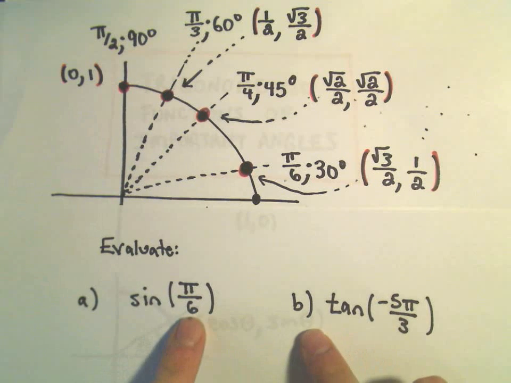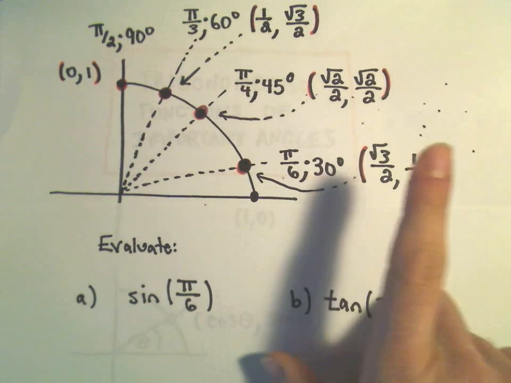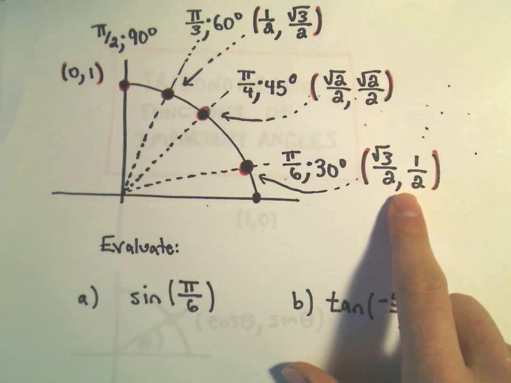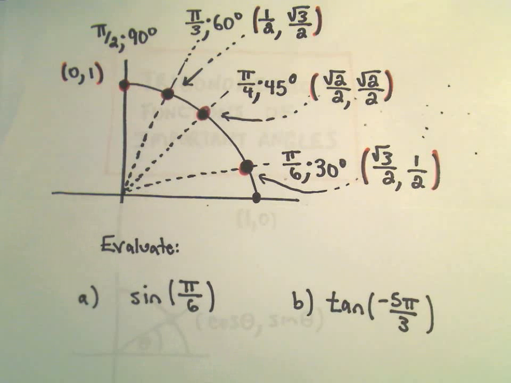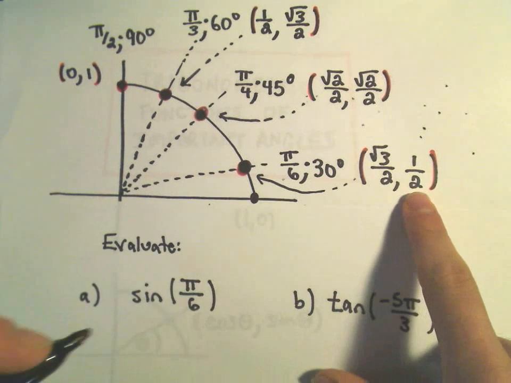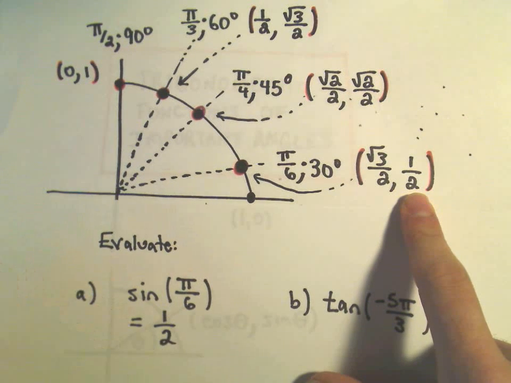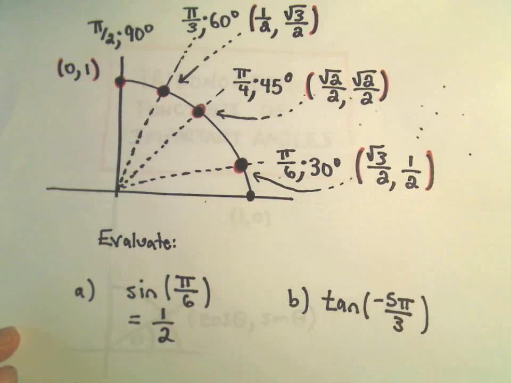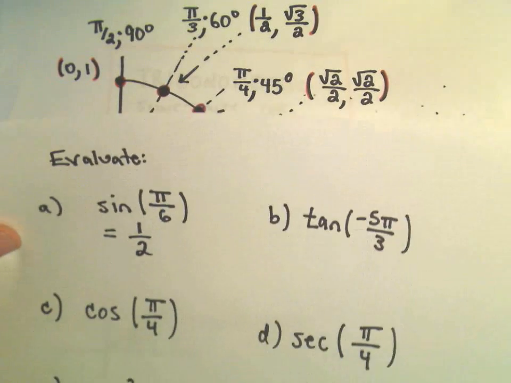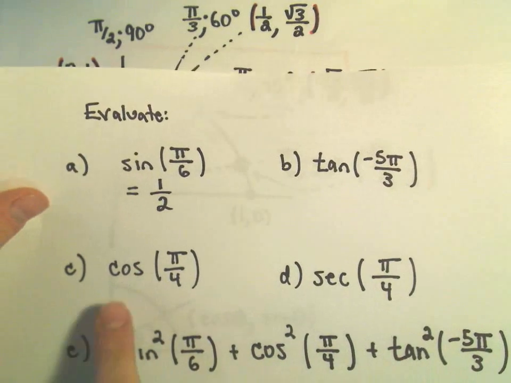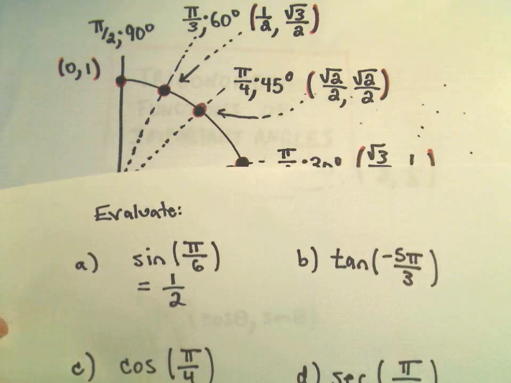So again, I find the angle pi over 6. There it is. I think about the point associated with pi over 6. Sine of pi over 6 is simply defined to be whatever the y-coordinate is. So the y-coordinate there is simply 1/2. So we would say sine of pi over 6 is 1/2. Let's skip part B here for a second. Let's do C and D first.